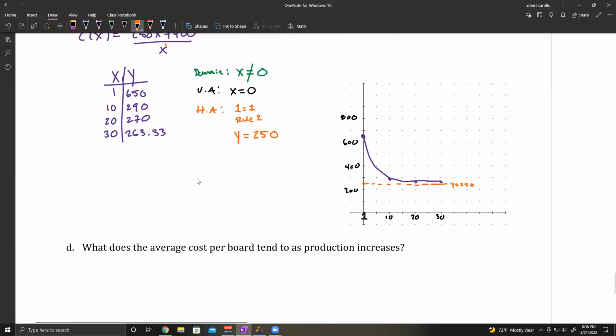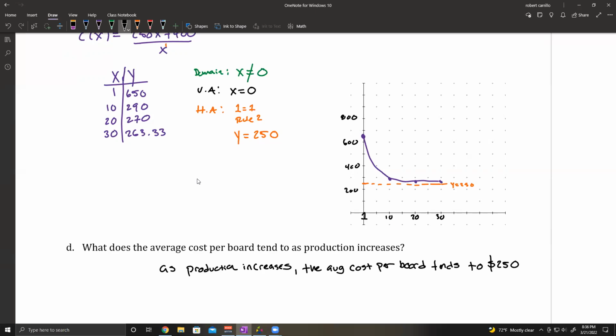It says, what does the average cost per board tend to as production increases? So this is just talking about the horizontal asymptote. So this means as X gets larger and larger, remember we are producing more surfboards, so we can say as production increases, the average cost per board starts to approach what number?